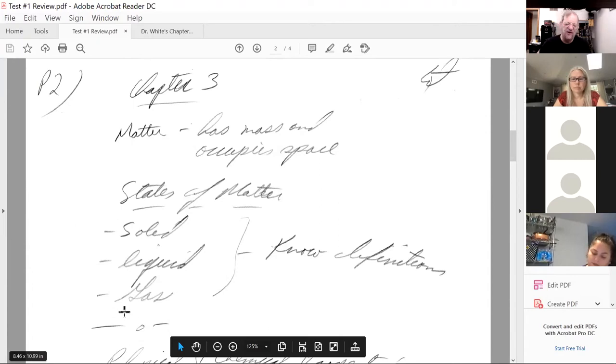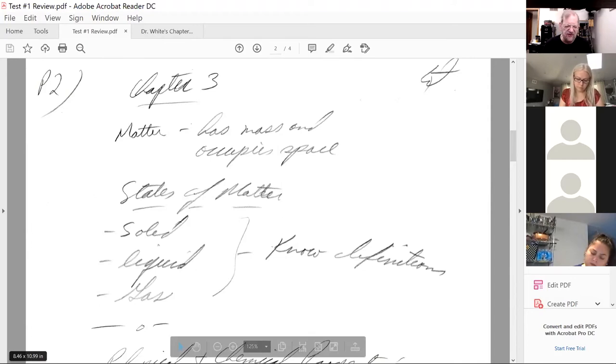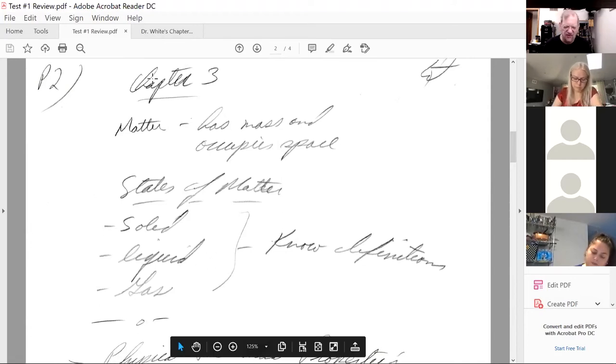You should know. Solid, definite shape, definite volume. See, Dr. White got lazy. He didn't even write them down. I can do that. I'm the teacher. Anyways, liquid, definite volume, indefinite shape. Gas, indefinite shape, indefinite volume. Again, three states of matter, solid, liquid, and gas, and you should know the definitions.